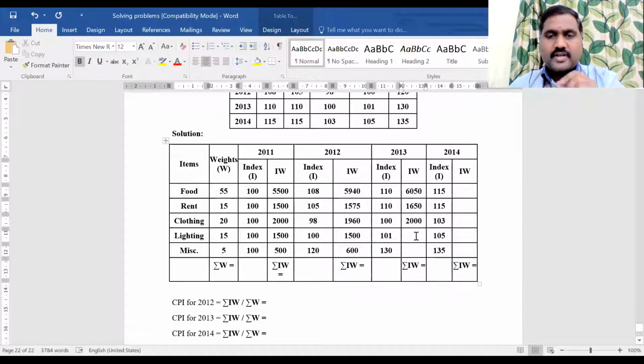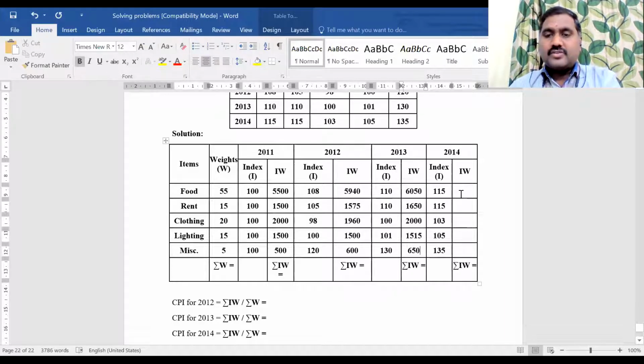And this, 101 into 15. 1,515. And 130 into 5. 650, sir. Okay. Now we got the IW value for 2013 also.